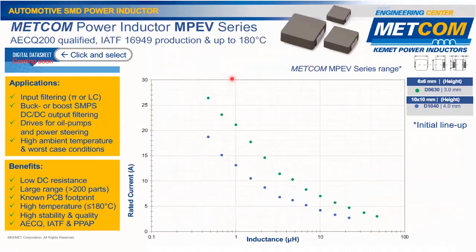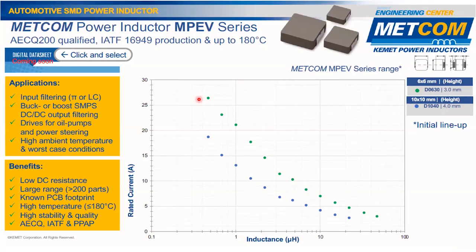But we will not have only this one solution. We have a new series that will be coming soon, that is the MPEV series, which is ASUC300 as well. But the main difference would be the operating temperature. This series will be able to handle up to 180 degrees Celsius.